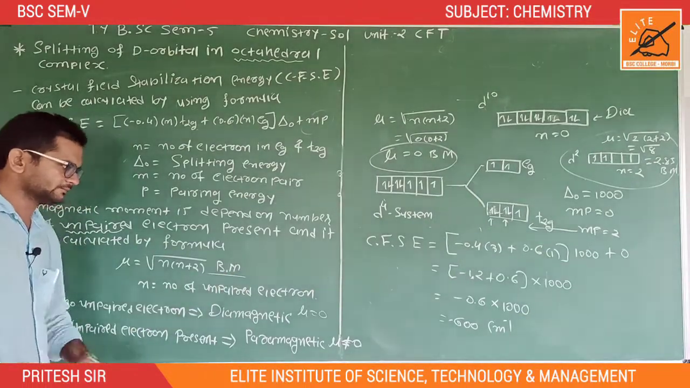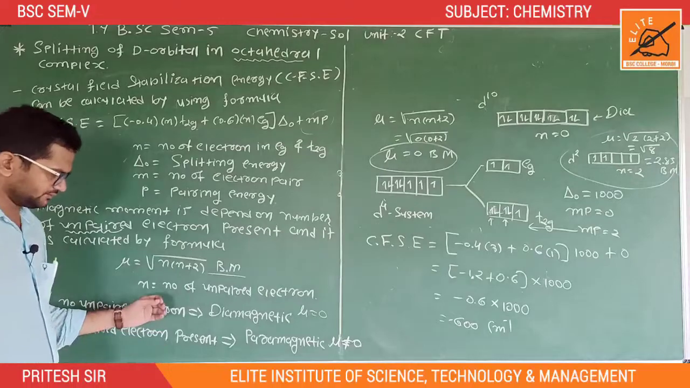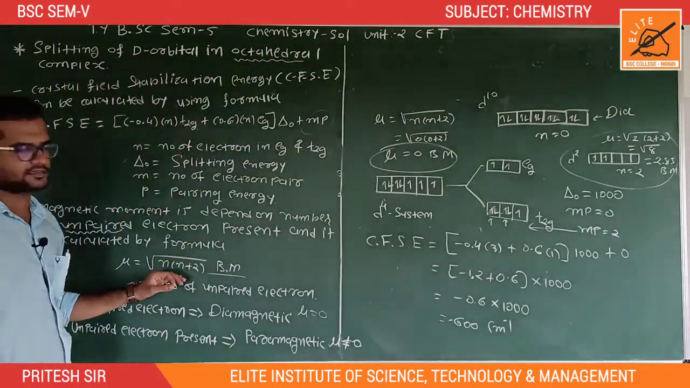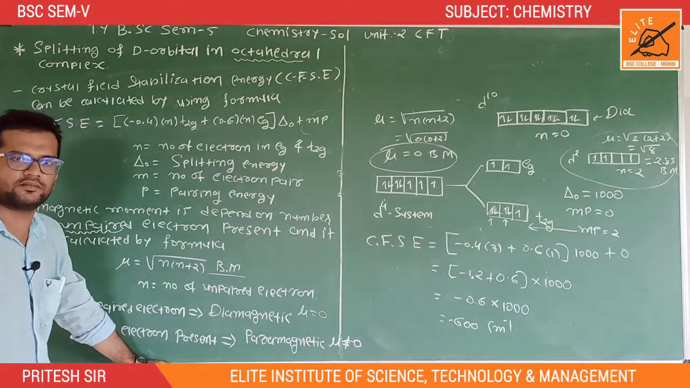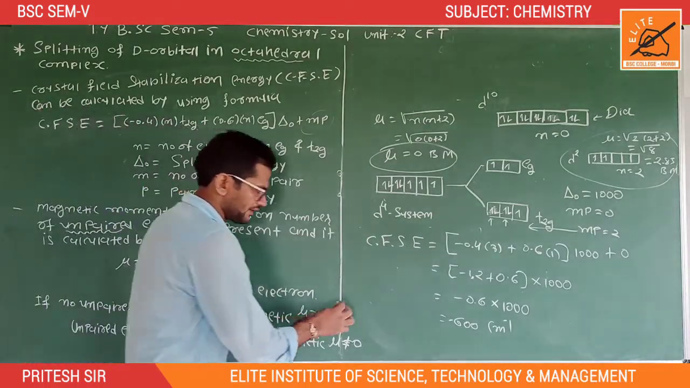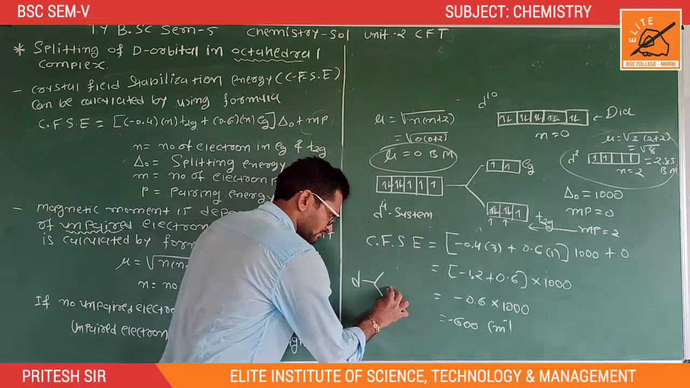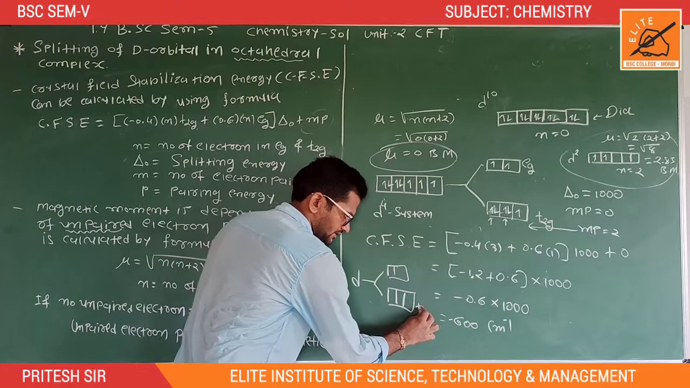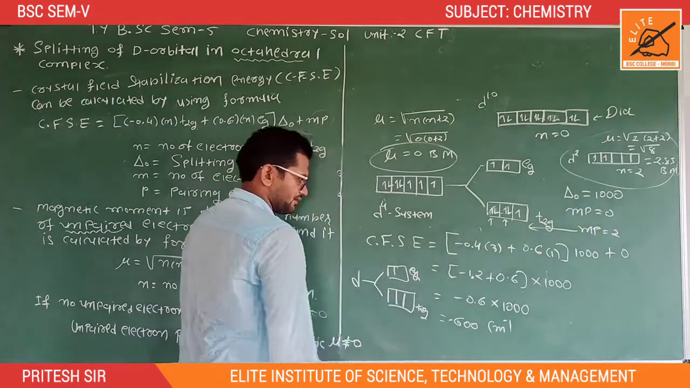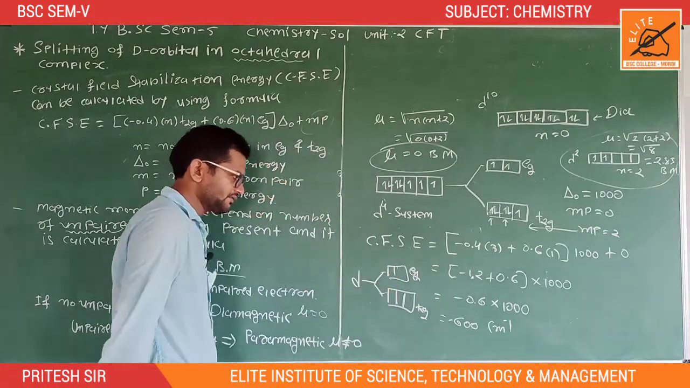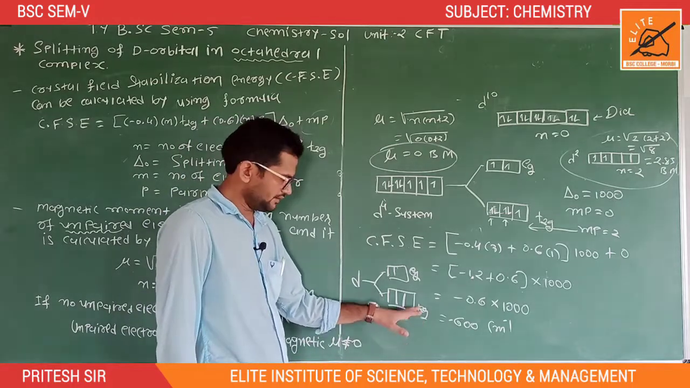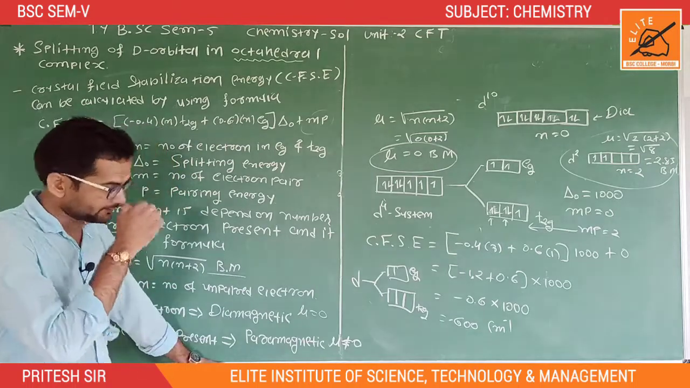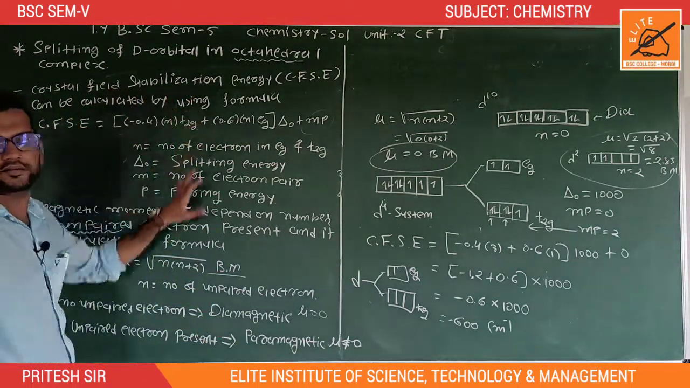Okay, so in this theory I discussed the splitting of d orbitals in octahedral complexes. In octahedral complexes, the first electron enters the t2g orbital, and after that the eg orbital, because in an octahedral complex t2g remains the ground state and eg remains the excited state. So in this theory I completed the splitting of d orbitals in octahedral complexes.